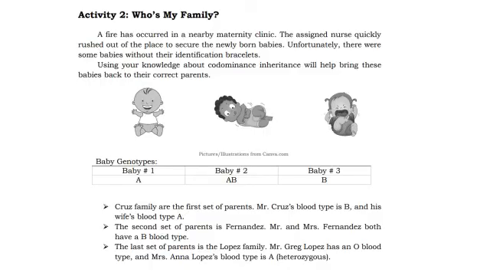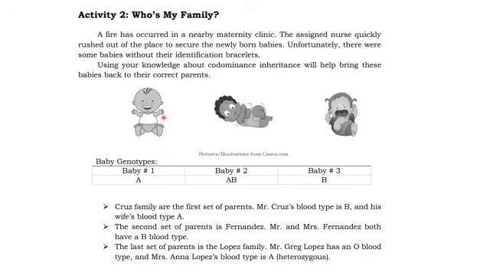For activity 2, who's my family? A fire has occurred in a nearby maternity clinic. The assigned nurse quickly rushed out of the place to secure the newborn babies. Unfortunately, there were some babies without their identification bracelets. So using your knowledge about codominance inheritance will help bring these babies back to their correct parents. These are the genotypes of the babies.